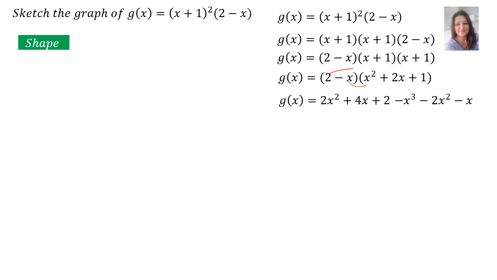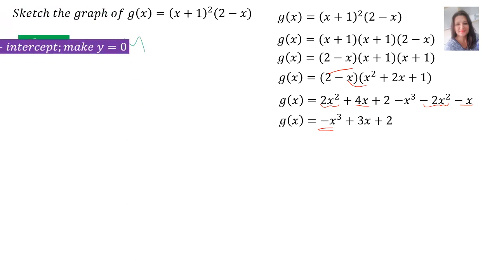Now I'm going to add my like terms. Nothing can add to minus x cubed, but 2x squared minus 2x squared will cancel. Plus 4x minus x is 3x, plus 2. So now it's very clear that a's value is negative, therefore this is a descending graph.